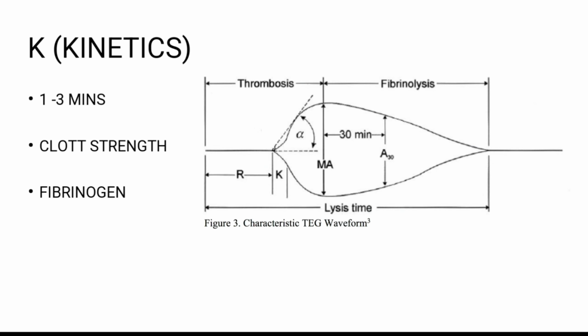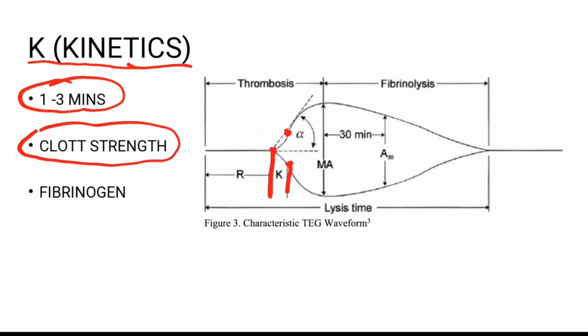The next segment is known as K or kinetic segment. So this K segment is from here to here, this point. The normal value of K is 1 to 3 minutes. And what this K signifies is the clot strength. The main factor that we measure is fibrinogen. So if there is any change in fibrinogen levels, this will impair this K time.